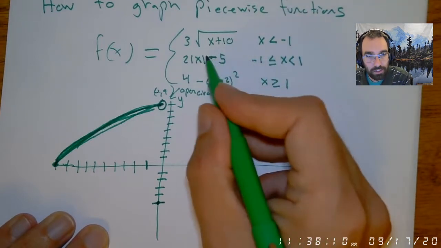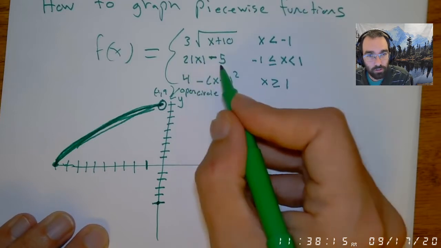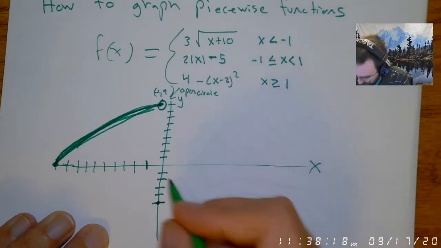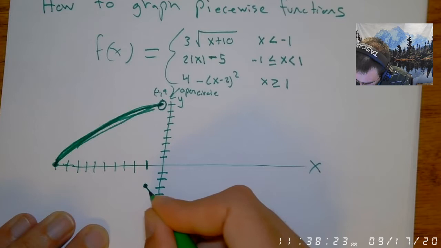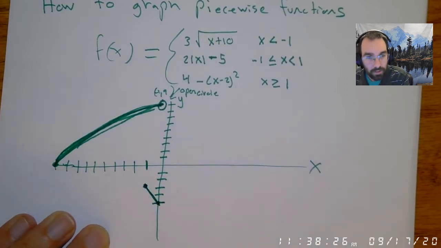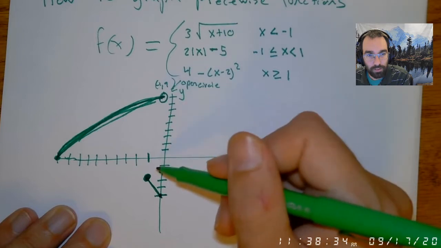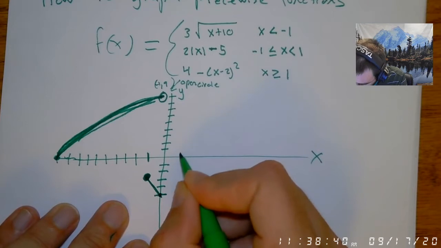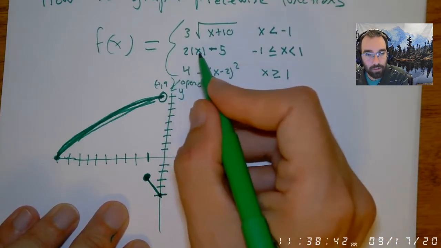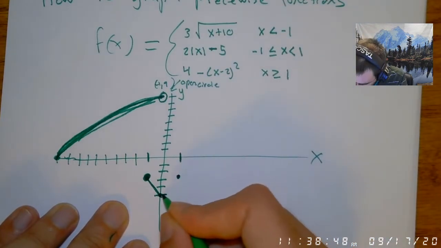So here, though, if I plug in -1, the absolute value of -1 is 1, times 2 is 2, and 2 minus 5 is -3. I can put a big solid dot here, okay? And in calculus, we call this a jump discontinuity because you have to jump to get from here to here. Okay? And then it looks like I go to 1, so if I plug a 1 in, the absolute value of 1 is 1, times 2 is 2, and 2 minus 5 is -3. So I get -3 here.